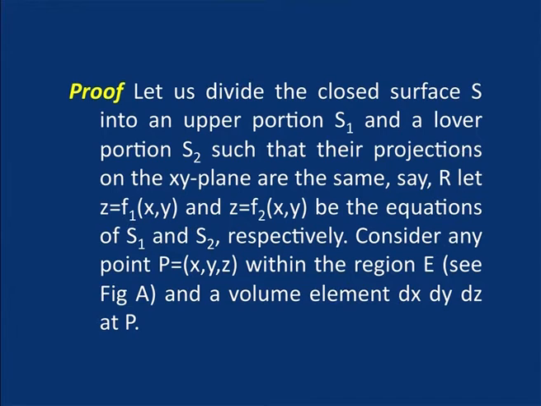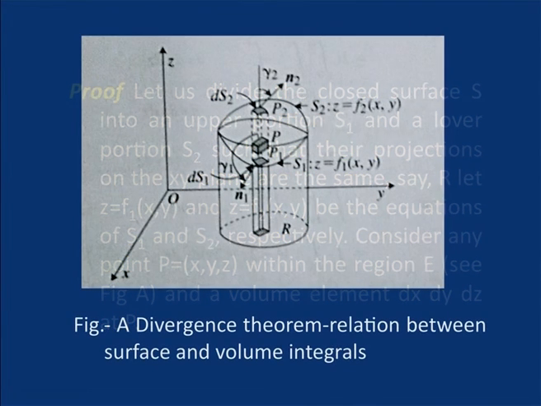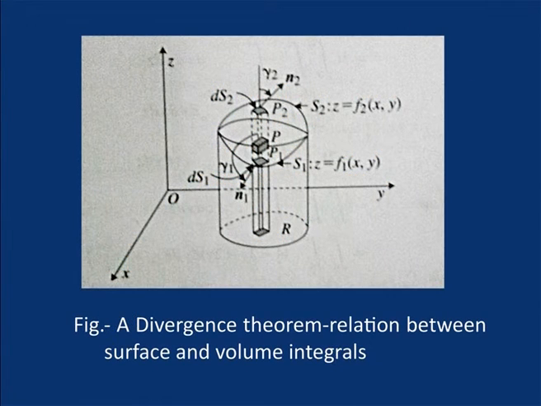Say R. Let z1 = f1(x,y) and z2 = f2(x,y) be the equations of the surfaces S1 and S2 respectively. Consider any point P(x,y,z) within the region V as shown in the figure, and a volume element dx dy dz at P. The divergence theorem gives the relation between the surface and volume integral as shown in the figure.